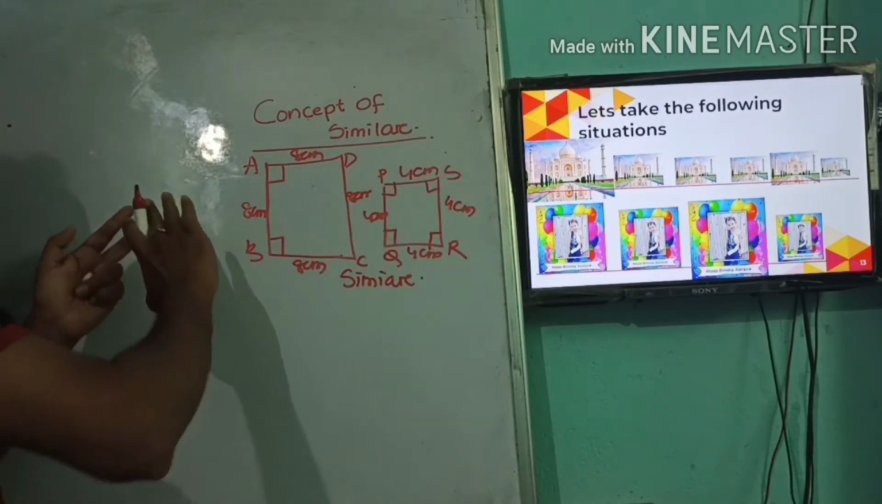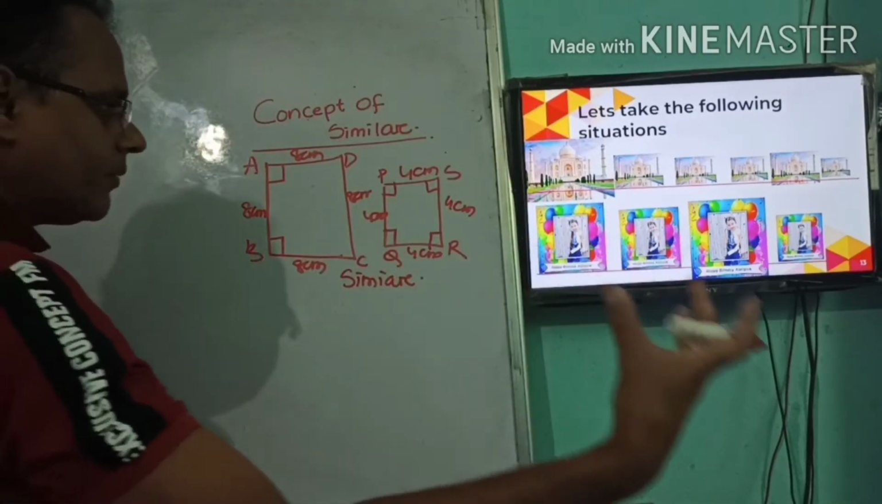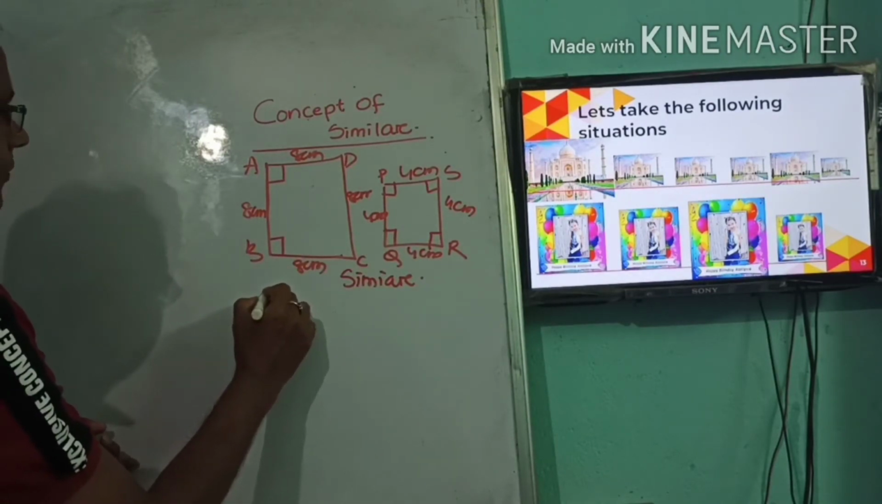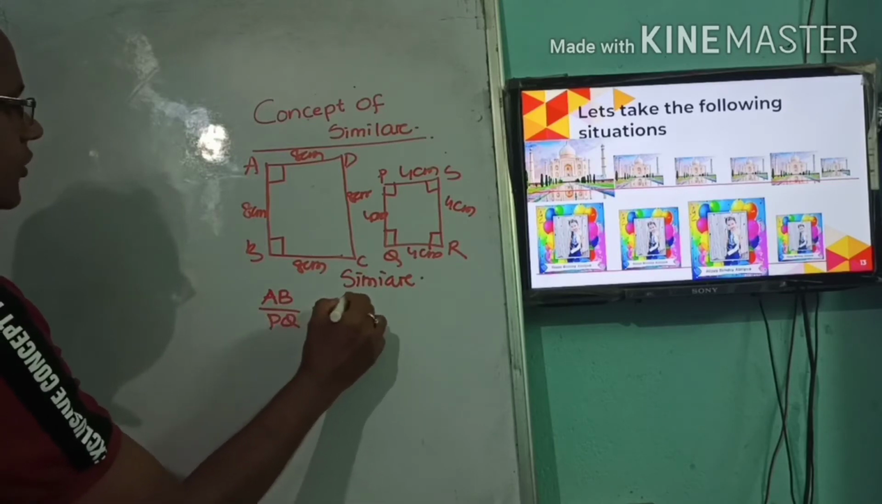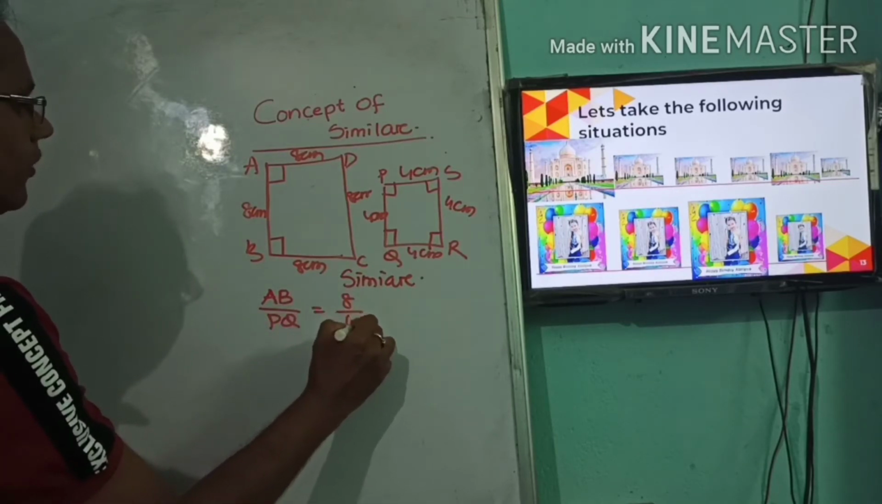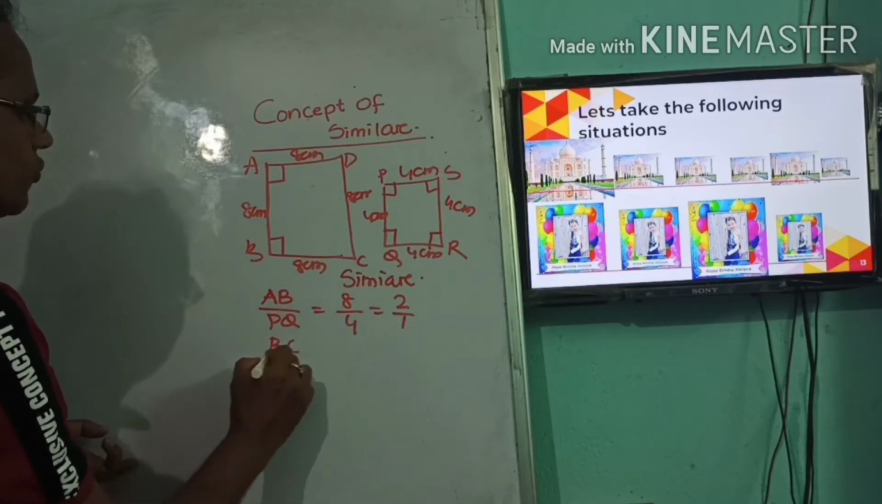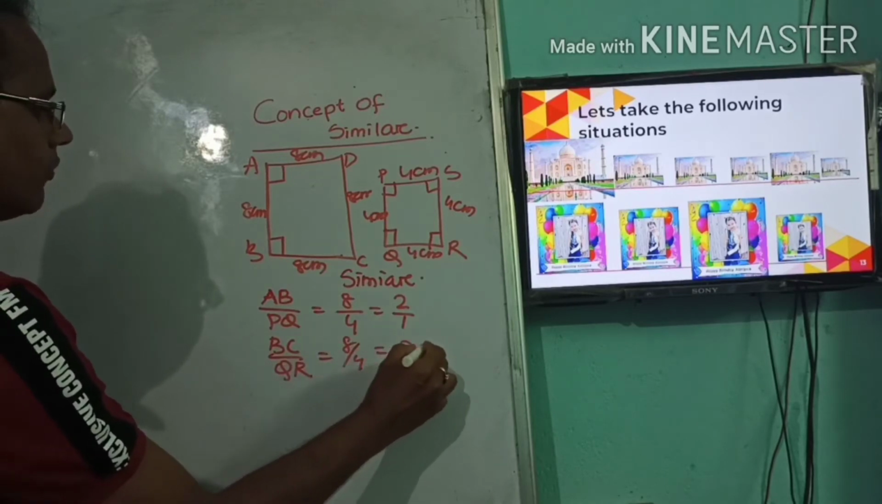you see the sides are proportionally increasing or decreasing. So mathematically how do I calculate? I can calculate the ratio of the corresponding sides. Suppose I take AB by PQ. What answer is coming? That is 8 by 4. It's 2 by 1. Suppose I take BC by QR. What answer are you getting? 8 by 4 is again 2 by 1.